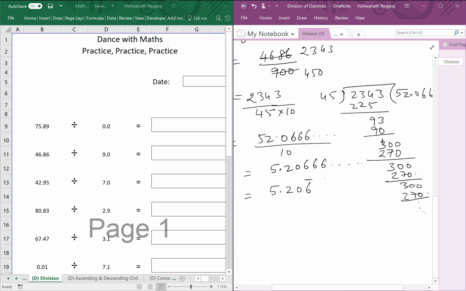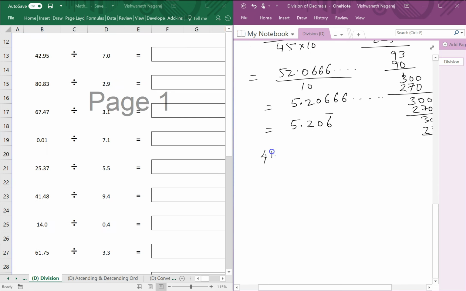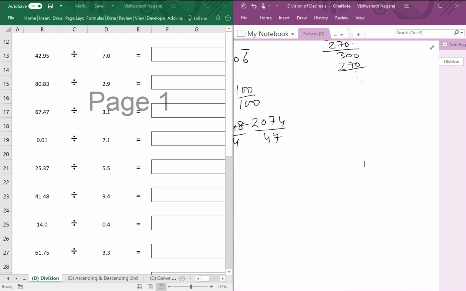5.206 with a bar. That bar means that that particular number is being repeated indefinitely. 41.48 divided by 9.4. Okay, so multiply by 100 by 100, you are left with 4148 by 94. Simplify: 2 2s are 4, 2 7s are 14, 2 4s are 8, 2 4s are 8, 2 7s are 14. Once we have simplified it as much as possible, let's do the long division.